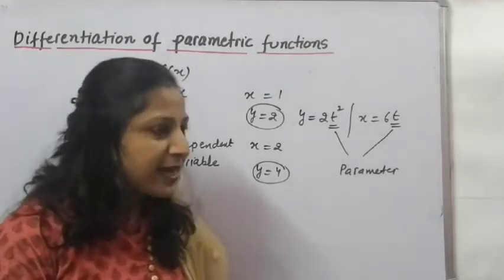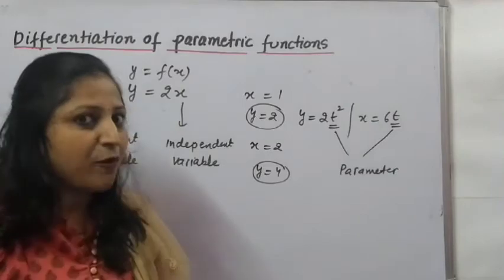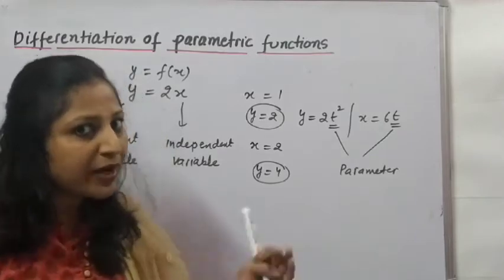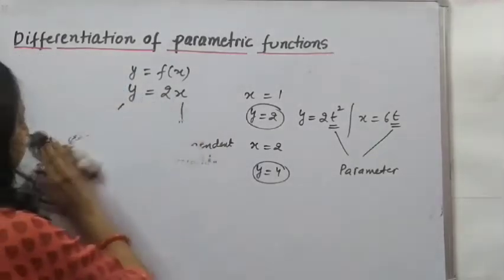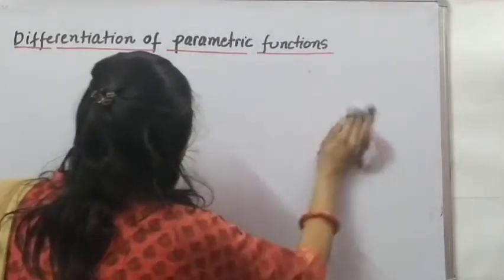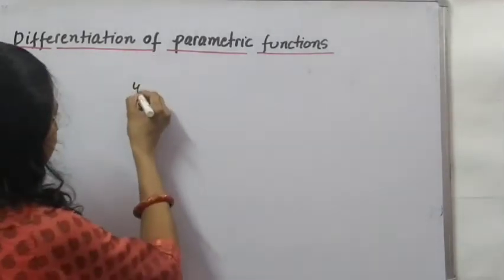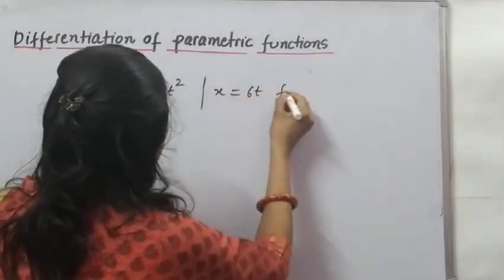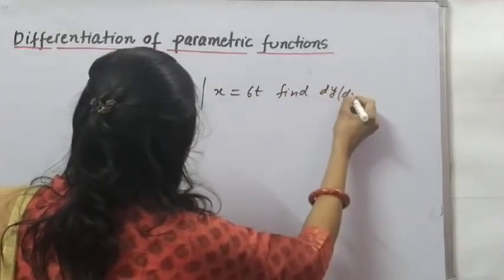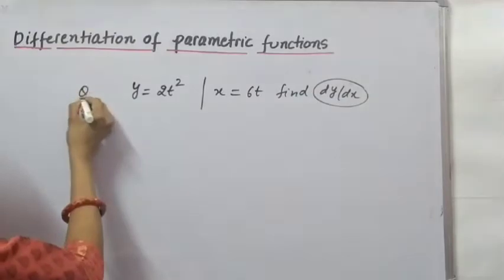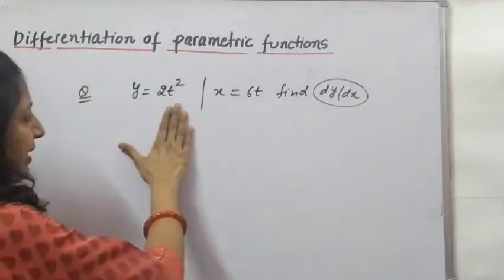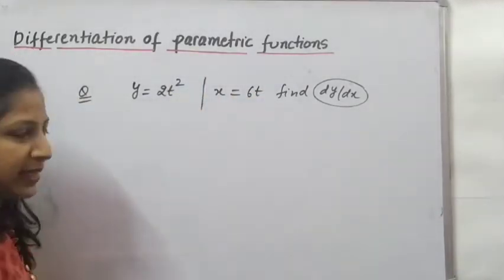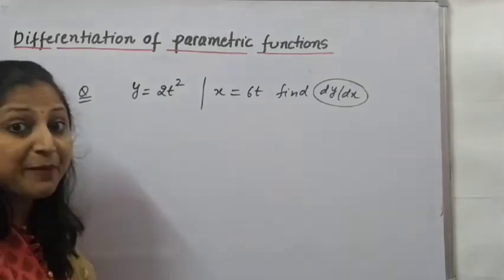Now the question arises, how can we find the derivative of parametric functions? In order to understand this, let us take some examples. With the help of examples, I will explain how we can differentiate parametric functions. Let we have a function y is equal to 2t square and x is equal to 6t, and we have to find dy by dx. Right students? In this question, the dependent variable y is a function of t and x is also a function of t. So both y and x are functions of a third variable t, and we have to find dy by dx. It means our function is in parametric form.